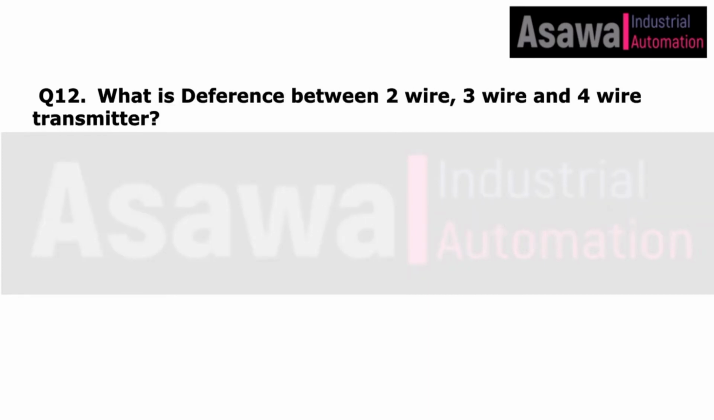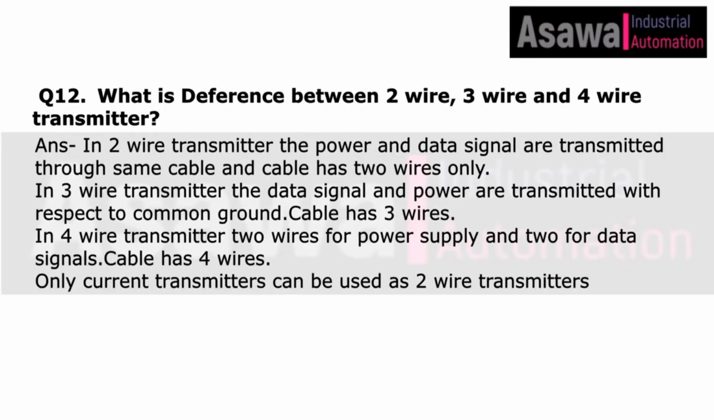Question 12. What is the difference between 2-wire, 3-wire and 4-wire transmitters? In a 2-wire transmitter, the power and data signal are transmitted through the same cable, and the cable has 2 wires only. In a 3-wire transmitter, the data signal and power are transmitted with respect to a common ground. The cable has 3 wires. In a 4-wire transmitter, 2 wires are for power supply and 2 for data signals. The cable has 4 wires. Only current transmitters can be used as 2-wire transmitters.